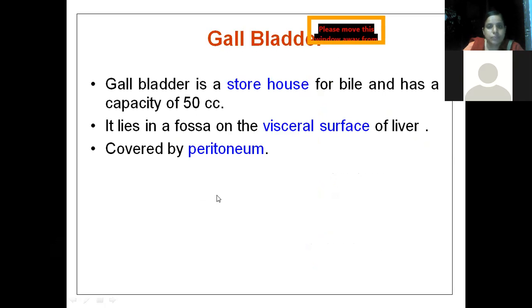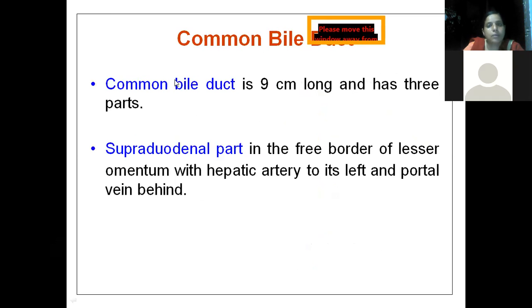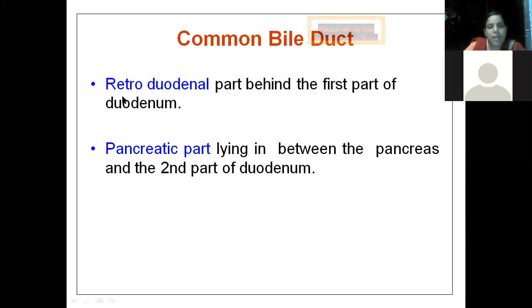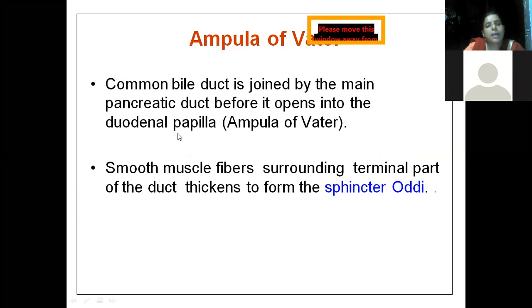Now, the common bile duct. We are asked that the common bile duct is 9 centimeters long and it has three parts. Supraduodenal is above the duodenum. It is from the free border of the lesser omentum with the hepatic artery. That means a very small part. Retroduodenal, I told you, is behind the first part of the duodenum. The pancreatic part can also be called infraduodenal, below the duodenum, lying between the pancreas and the second part of the duodenum. Intraduodenal, I said, is the one which is entering into the second part of the duodenum.